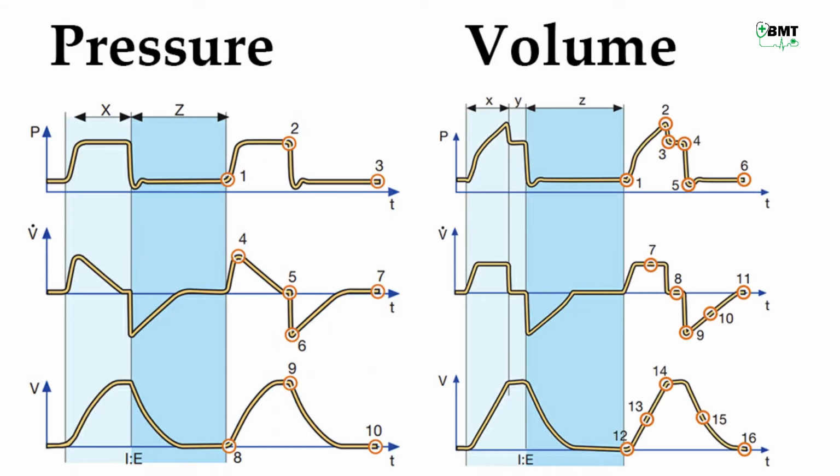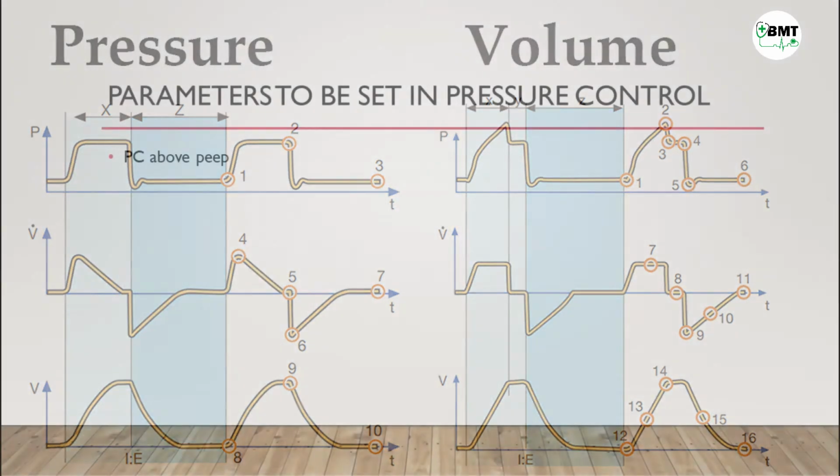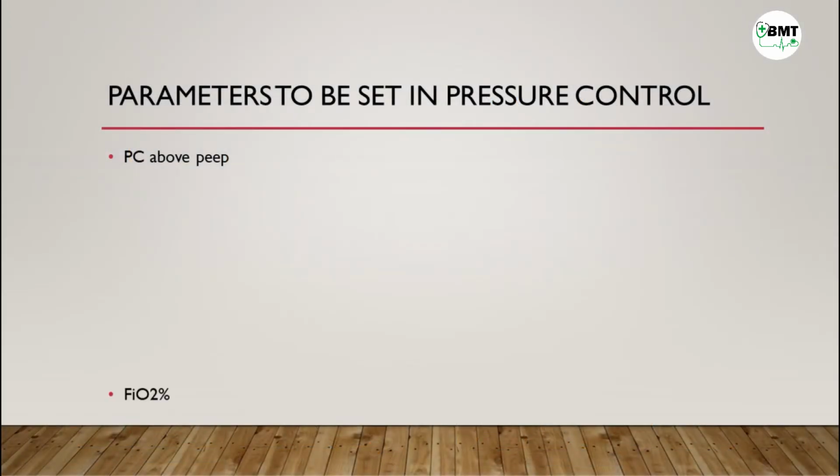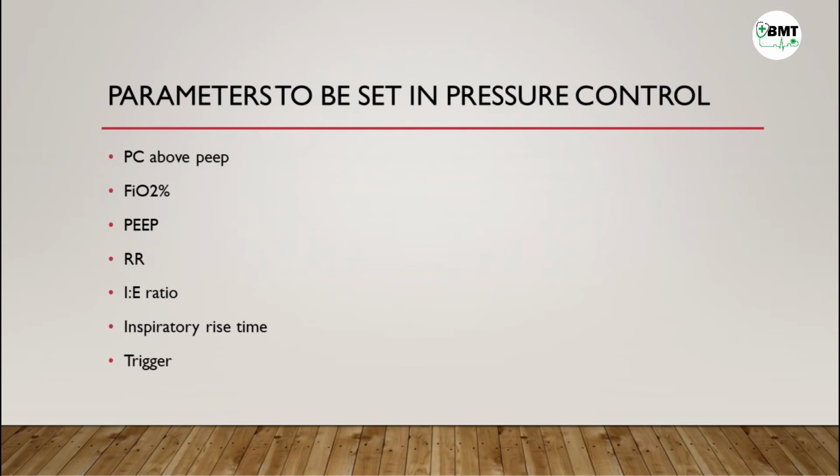Now parameters to be set in pressure control will be same as volume control except for two parameters, that is pressure control above PEEP instead of tidal volume and pause time, which comes only in volume modes. Rest all parameters remain same. So the parameters will be PC above PEEP, then FiO2, then PEEP, that is positive end expiratory pressure, then respiratory rate, then IE ratio, then inspiratory rise time and trigger. So these two are the control modes.